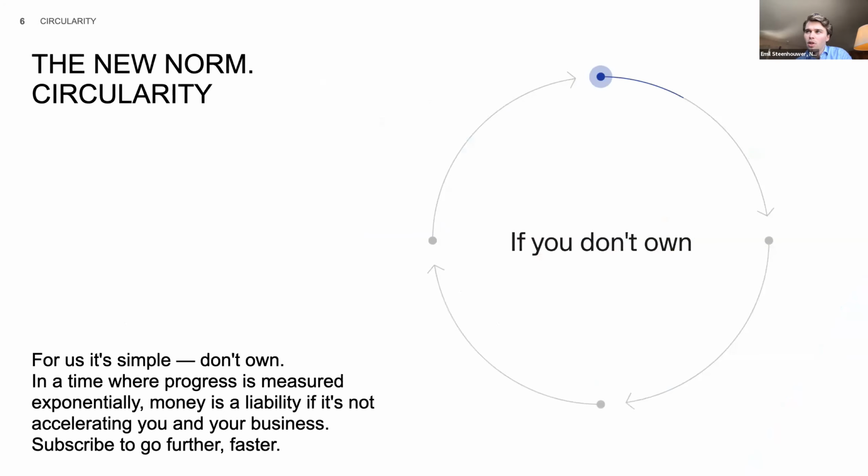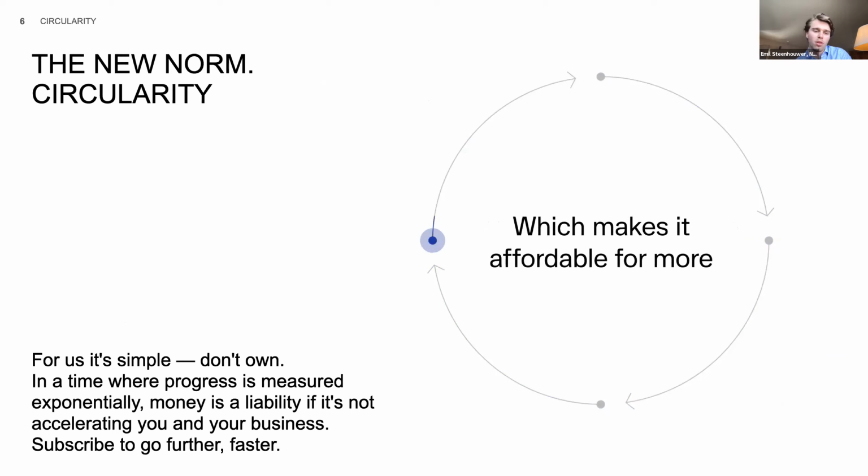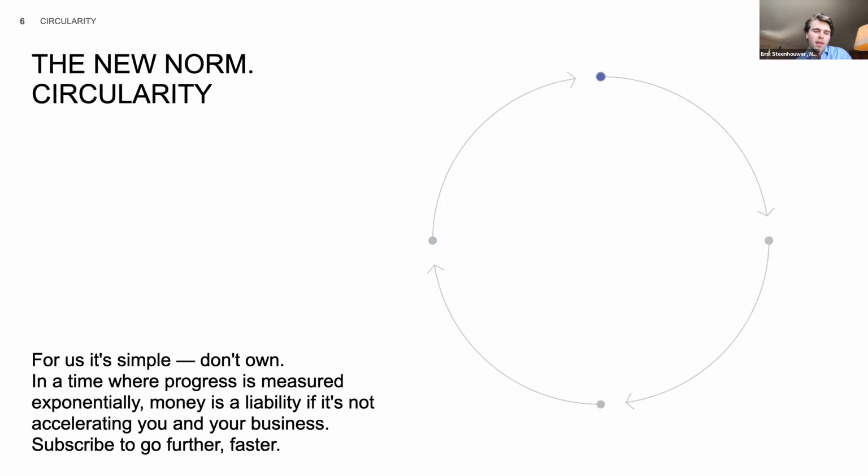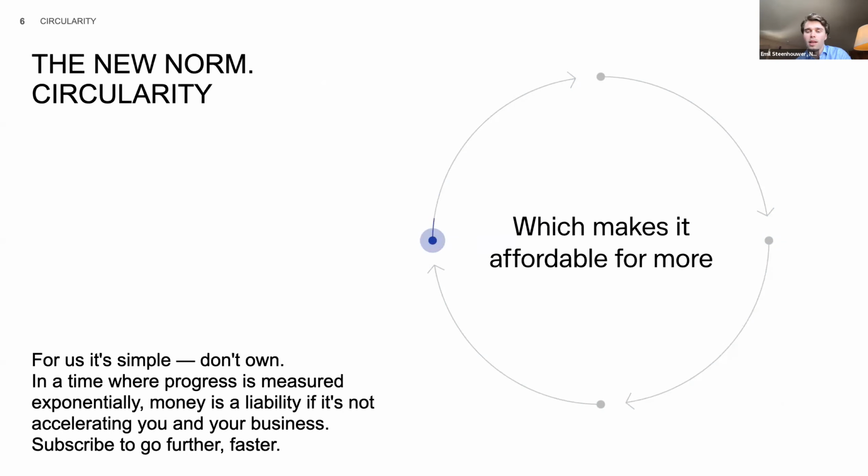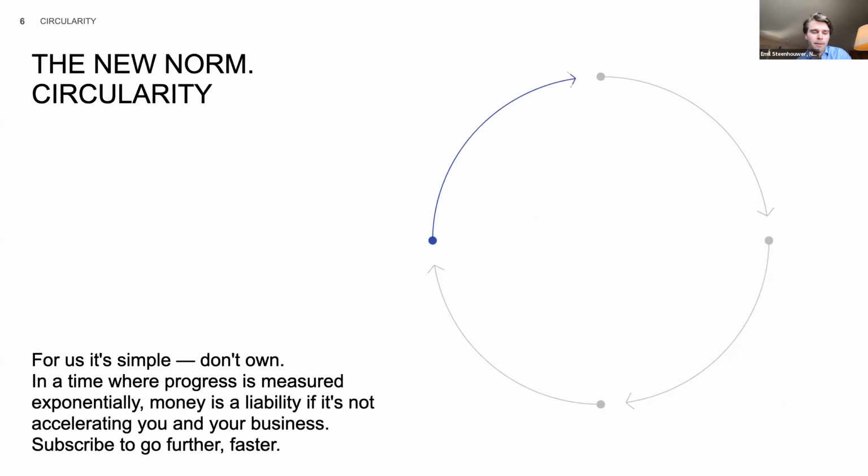So if you don't own, you can replace items that we can circulate to others, which makes it affordable for more people. By rethinking ownership, it gives the possibility to start circulating things between each other, which is also making it more affordable and better for the planet.